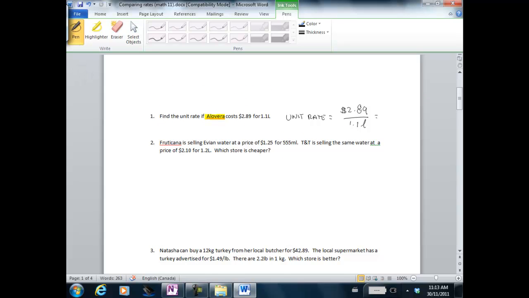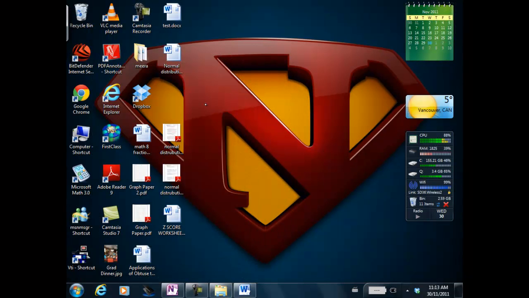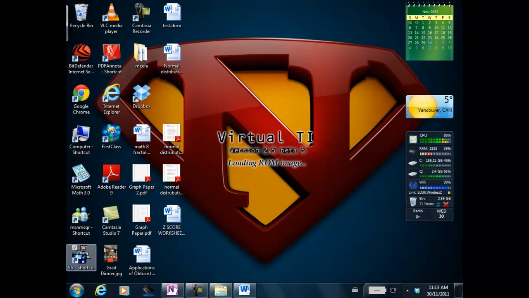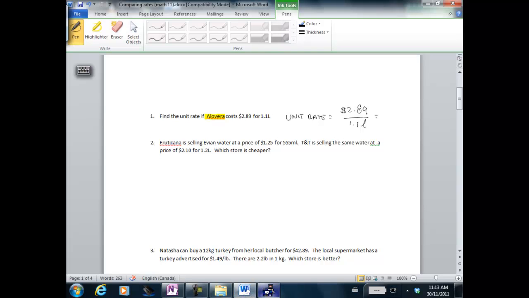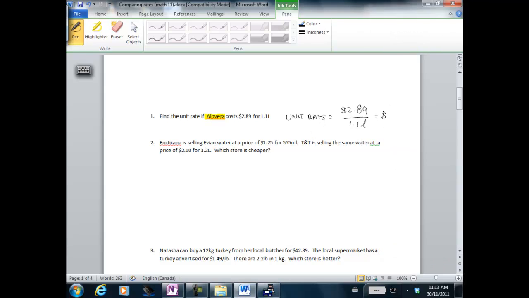2.89 divided by 1.1. Guys, gals, grab your calculator and find the unit price. So 2.89 divided by 1.1 gives you 2.62. What does this really mean? It costs you $2.62 for 1 liter. Unit rate means you get 1 of something, per liter. So 1 liter will cost you $2.62. Guys and gals, this is what we're going to do for the next chapter.